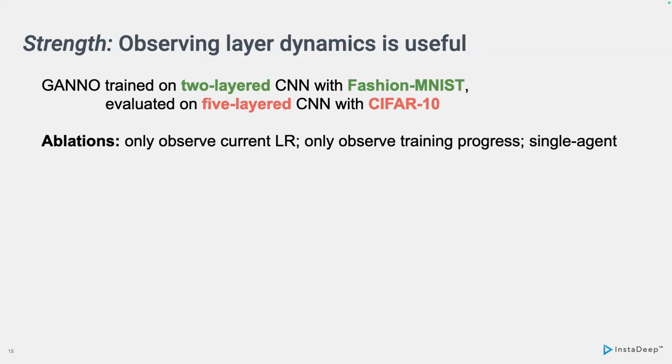Secondly, we only observe the training progress. Now the training progress being the only observation is, you can imagine, in the flavor of a typical scheduling algorithm, because a typical scheduling algorithm is a function of how far along we are in training. Often you think of an exponential decay, and that function is defined by how long we've been training. And then we also looked at a single agent, just one single agent controlling everything.